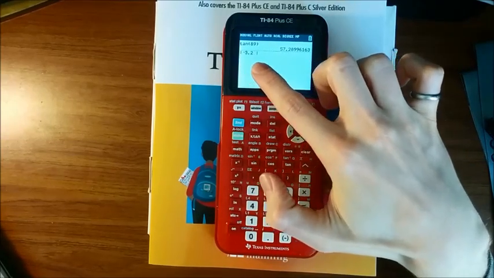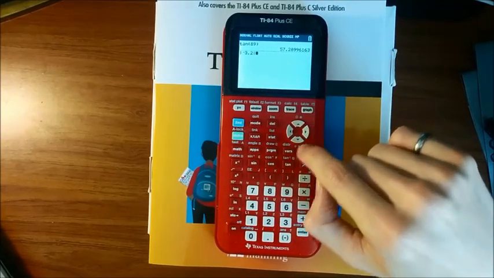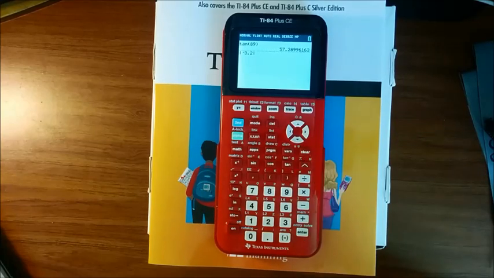As you can see, I have the absolute value of -3.2. I'll press the right arrow to move out of those absolute value bars. And I'll press enter to get the absolute value of -3.2. As you'd expect, it's 3.2.